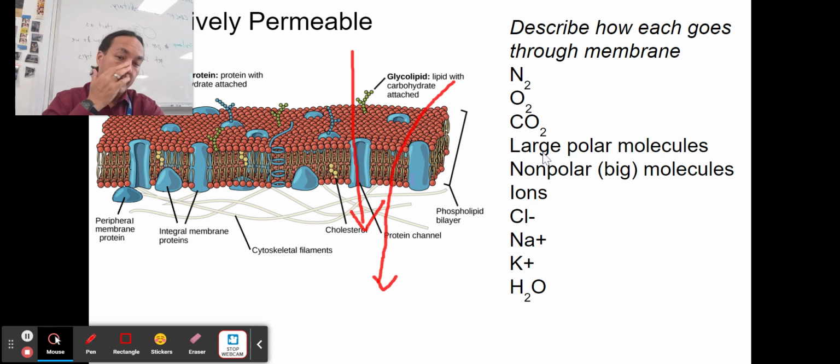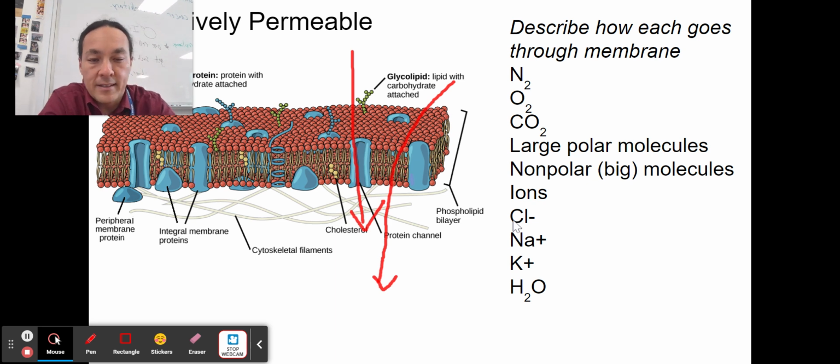Large polar molecules such as sugars will need to use protein channels, even if it's in a higher concentration on the outside than on the inside. And you would think via diffusion it would come in, it still must use a protein channel. Nonpolar big molecules can diffuse through, but they might take longer.